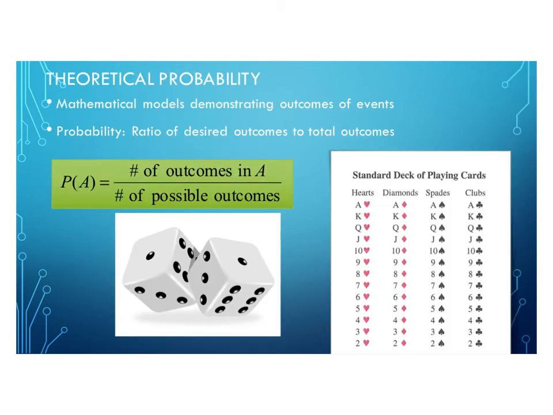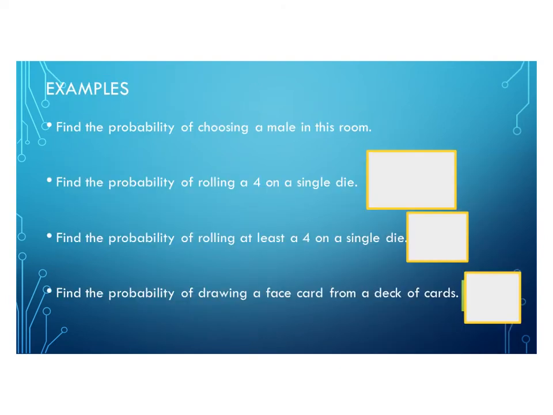When we start talking about theoretical probability, this is a mathematical model demonstrating the outcomes of events. Remember, probability is the ratio of desired outcomes to total outcomes. And we might see things with decks of cards, two dice, coin flips, and colors on a spinner, multiple ways to find theoretical probability. So now we're just going to look at some simple examples. We're not going to do that first bullet, finding the probability of choosing a male in this room, because obviously we aren't in the classroom. If we wanted to find the probability of rolling a 4 on a single die, that's just 1/6, or approximately 17%.